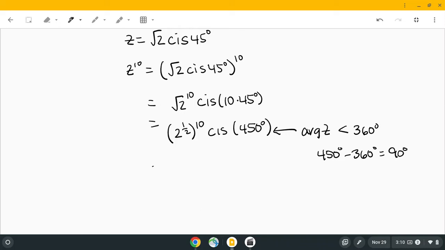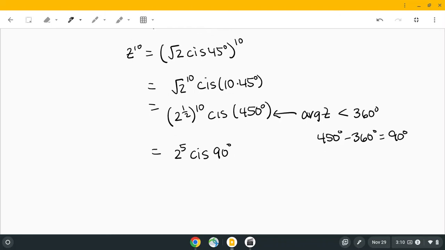So this is going to give me 10 times 1/2. Right here, we're going to do this multiplication: 1/2 times 10 is 5. So that is going to be 2 to the 5th cis 90 degrees. 2 to the 5th is 32. Okay, so this is one way to write the answer.